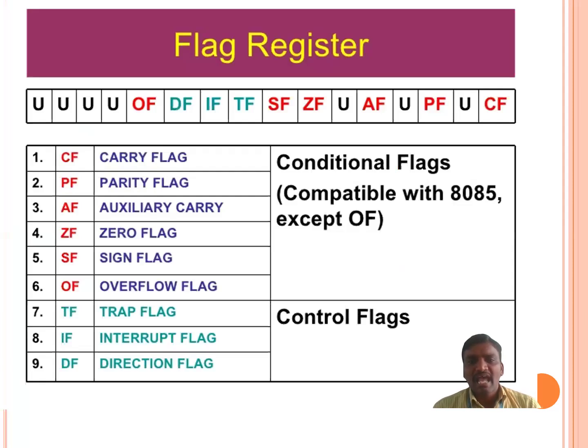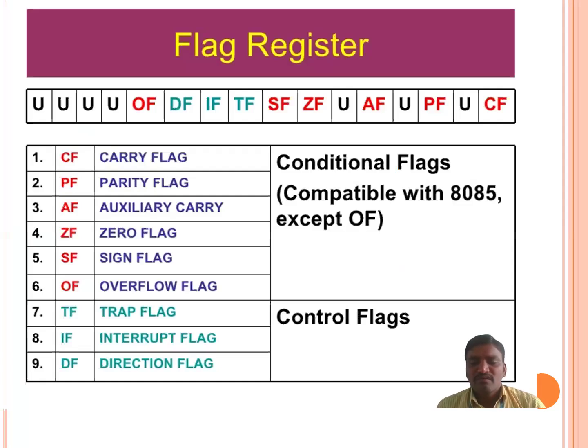And the next one is the auxiliary carry flag, AF. Whatever bits are available in the flag register that are specified with U are undefined. The remaining all are defined. The next flag is the auxiliary carry flag. When this flag is set to 1 and when this flag is reset to 0.